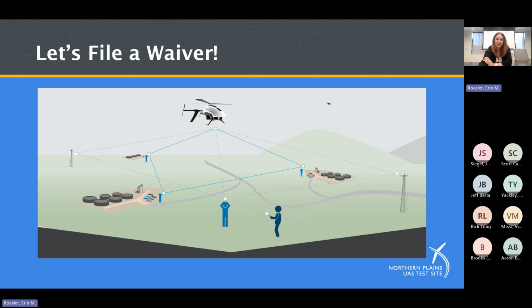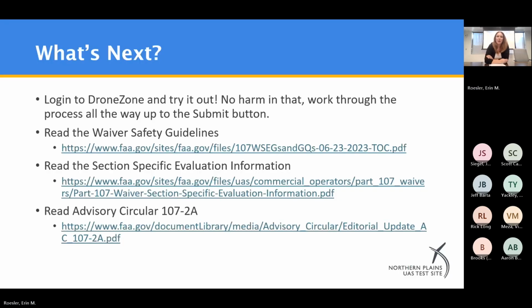So that is how you file a waiver. Quick recap. Our recommendation, log into Drone Zone, try it out. There's no harm in trying to go all the way up to the submit button or even hit the submit button if you have your package ready to go. Read the waiver safety guidelines documents, read those section-specific evaluation information, as well as read that advisory circular, which has a lot of additional content in there for historical knowledge, as well as a wider variety of information for UAS operations.